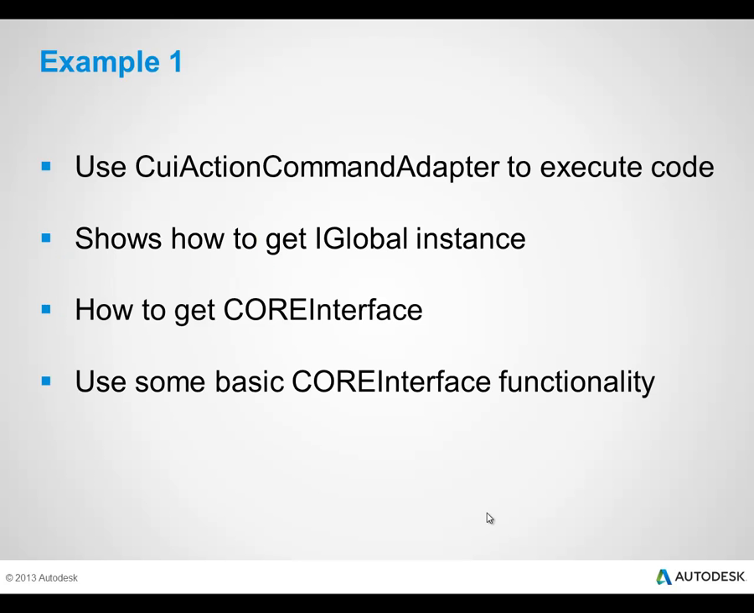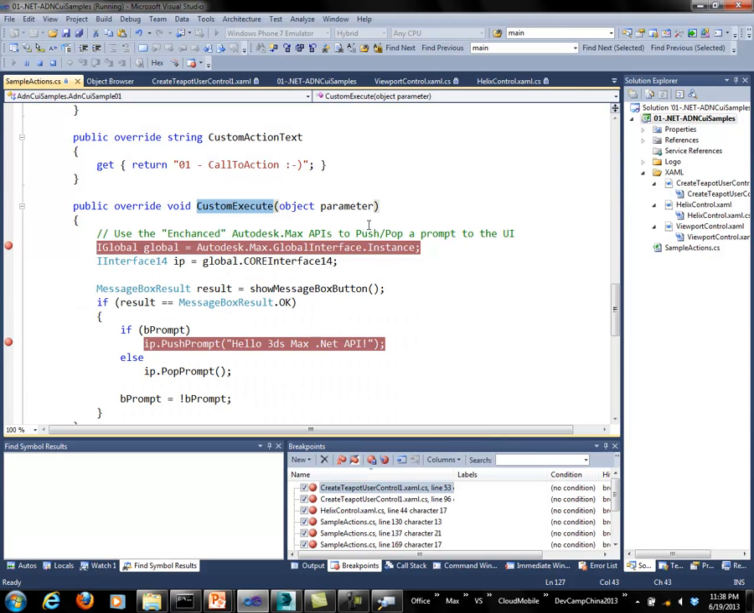Okay, so we're going to take a look at some sample code. We already looked at this example 1. So it was basically using the CUI action command adapter to execute the code. It shows how to get the iGlobal instance, how to get core interface, and use the core interface functionality. So let's just take a quick look at this code.